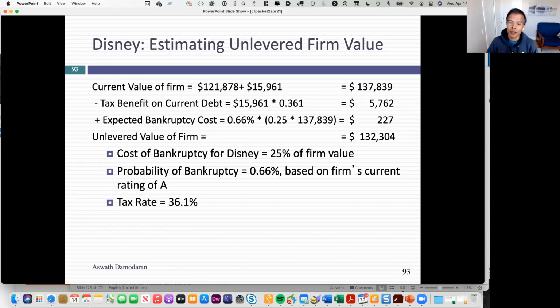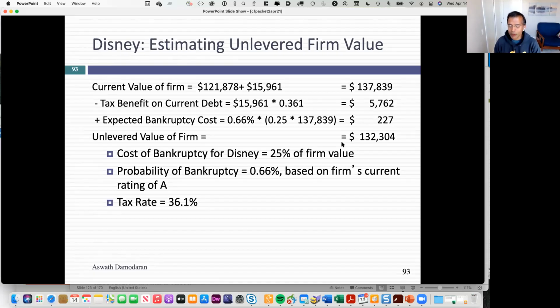And here I'm going to be completely honest. I've estimated that cost of bankruptcy to be 25% of firm value. Why? I just made it up, because I really have no idea. The research suggests that the cost of bankruptcy can range anywhere from 10 to 40%. I put it right in the middle. I don't think it's Boeing, it's not the 40%. I don't think it's Kroger's, which would be the 10%. I'm putting it in the middle because some of its businesses might be affected, some might not be, 25%.